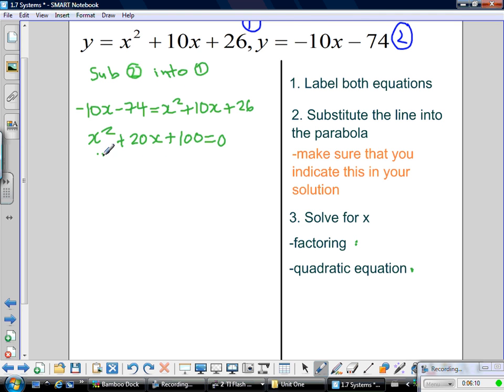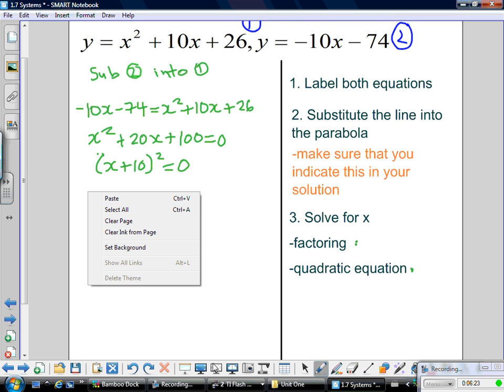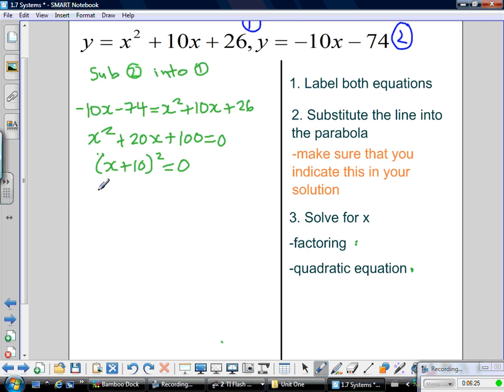So I know it is a perfect square. So I have (x plus 10) squared equals 0. Now, remember, we're solving for x, so I would set it equal to 0. So x plus 10 equals 0, and x equals negative 10.